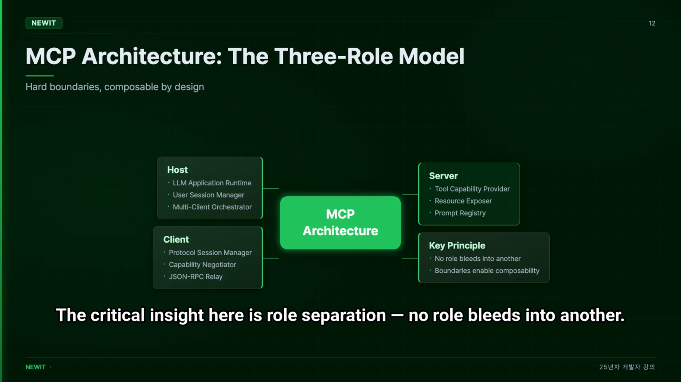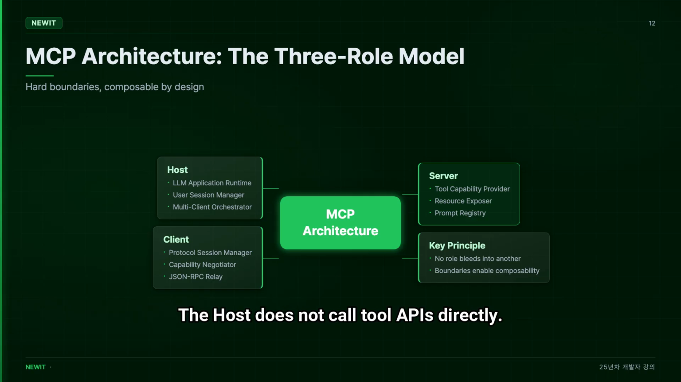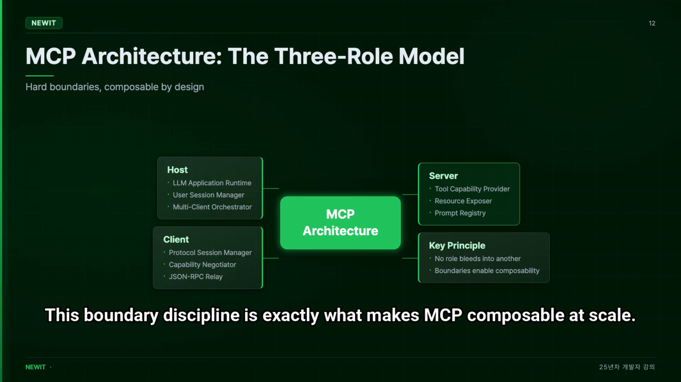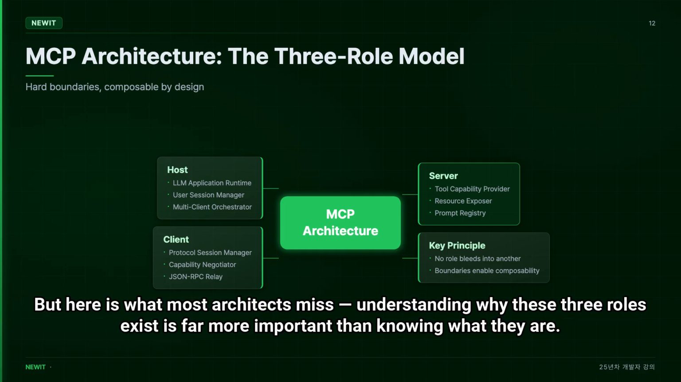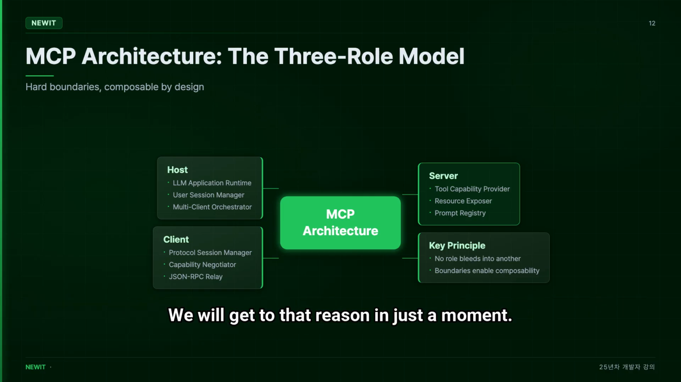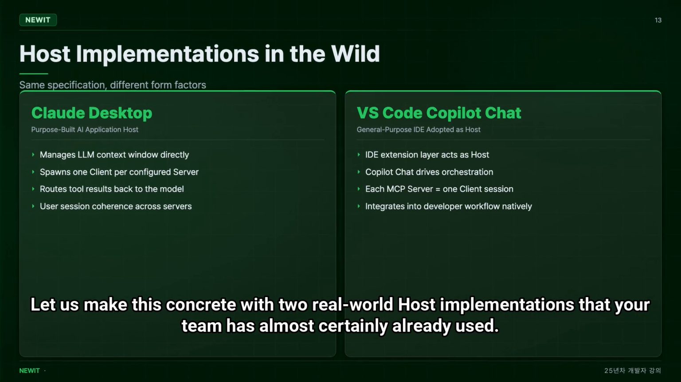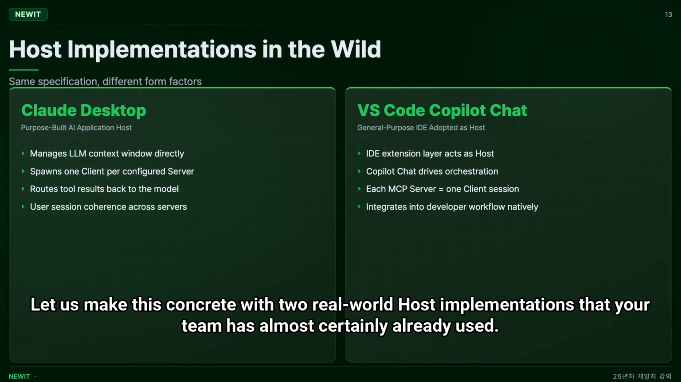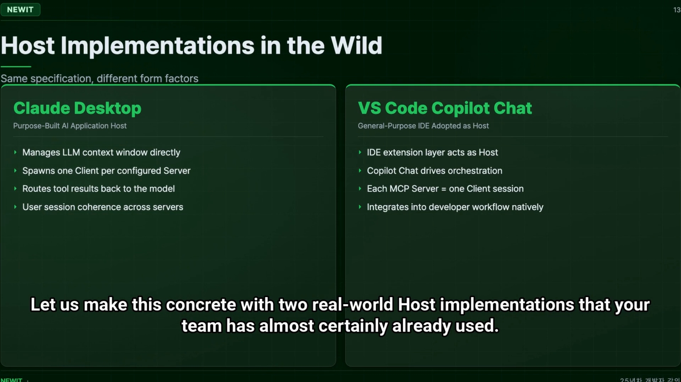The critical insight here is role separation. No role bleeds into another. The host does not call tool APIs directly. The server does not know which LLM is running. This boundary discipline is exactly what makes MCP composable at scale. But here is what most architects miss. Understanding why these 3 roles exist is far more important than knowing what they are. We will get to that reason in just a moment. Let us make this concrete with 2 real-world host implementations that your team has almost certainly already used.